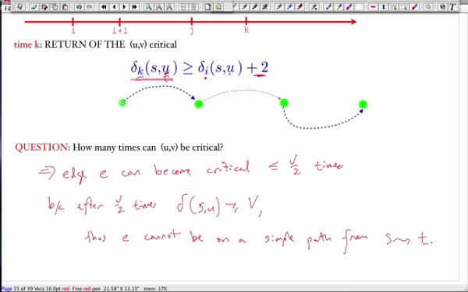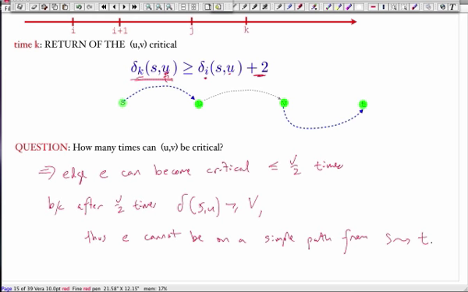Does everybody see? The first time it gets 2 units farther, the second time 2 more units, the third time 2 more units, so after V over 2 steps, you'd be more than V units away from the source. So that means you can never be on a path from the source to the sink, because you'd be more than V units away, and simple paths can have length at most V minus 1. Is there a nod? Does that make sense?